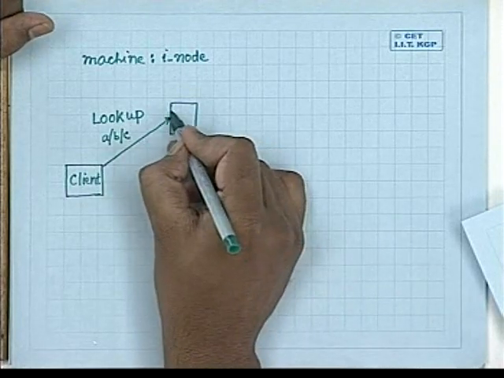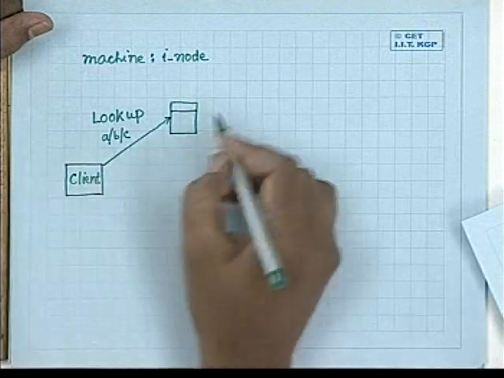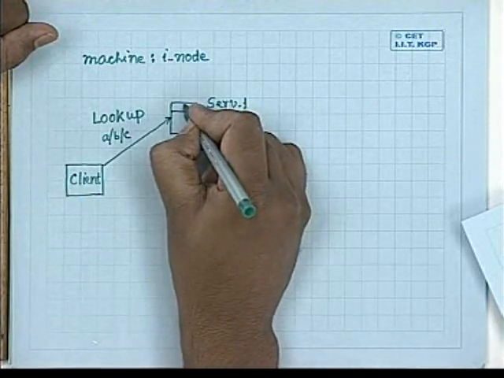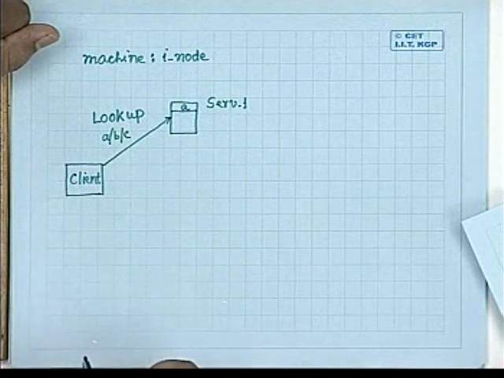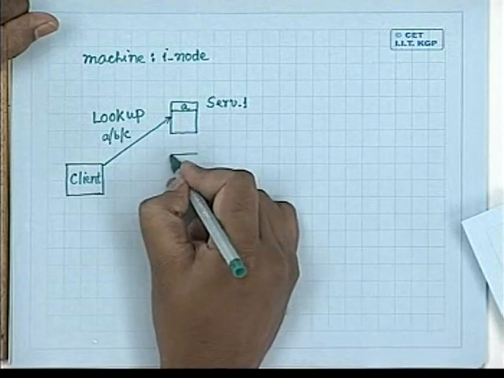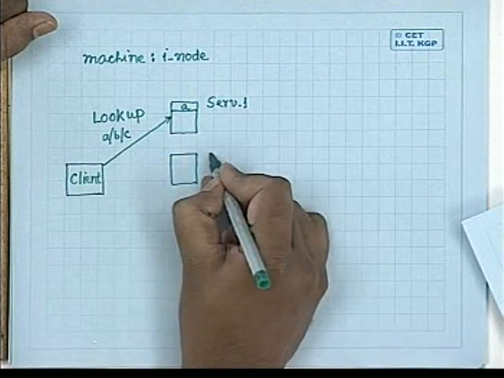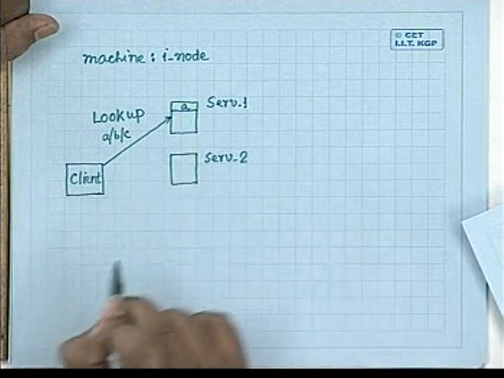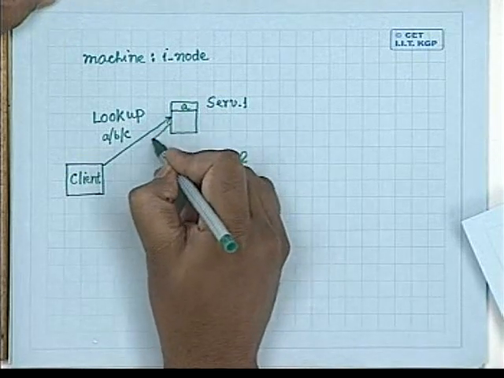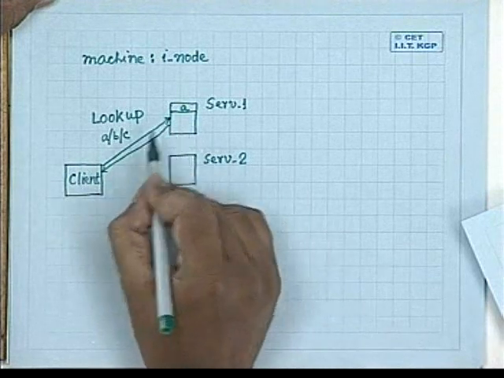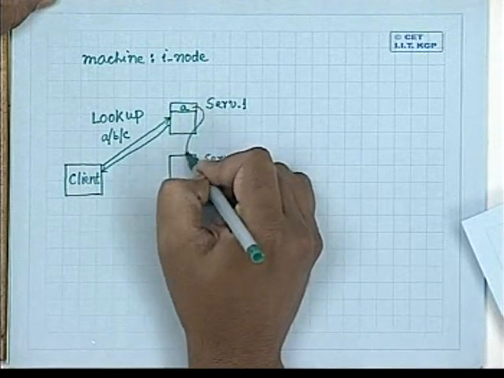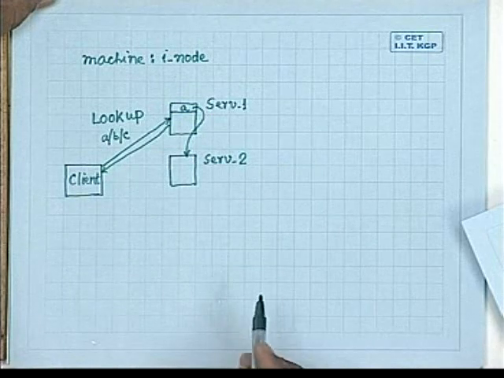But it may so happen that the part of the directory which is contained on this machine, let us call it server 1, contains an entry A which points to a directory B, and directory B is on some other machine. So maybe directory B is on server 2. In such a case, server 1 will reply back to the client asking it to search for directory B on server 2. So B is a pointer to server 2.